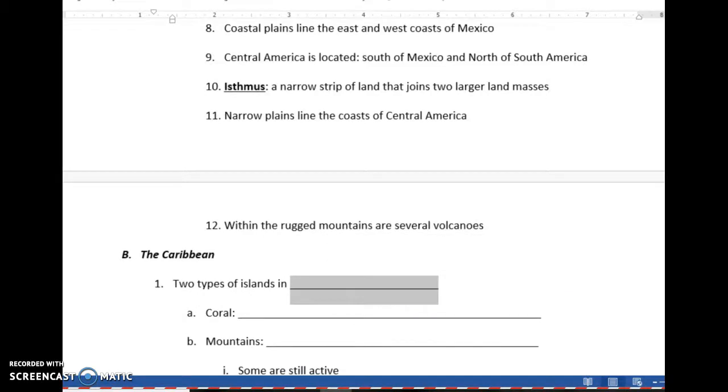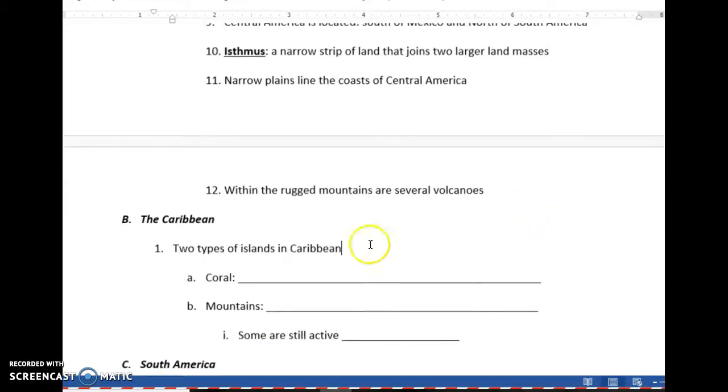So there are two types of islands in the Caribbean. So here's your second region. You have coral islands, and the coral islands are basically the skeletons of tiny sea animals.